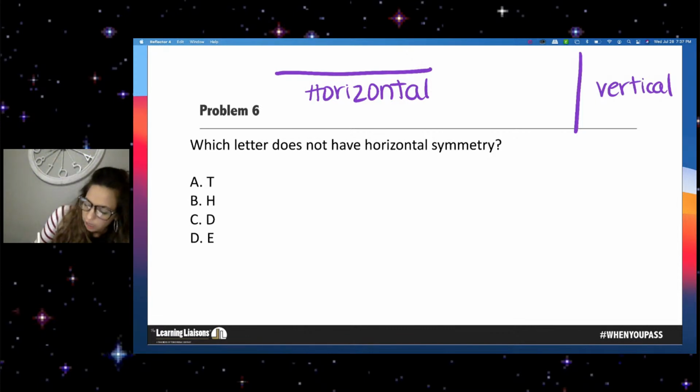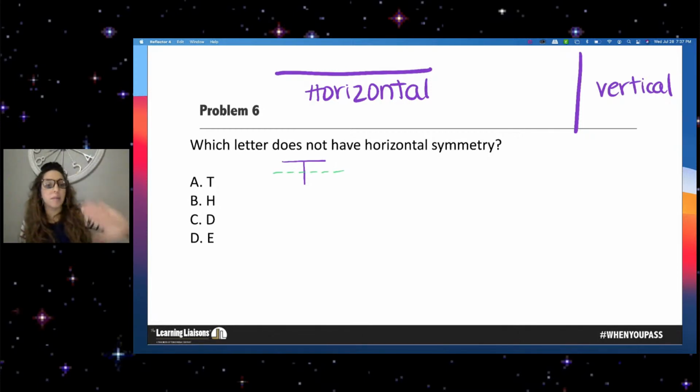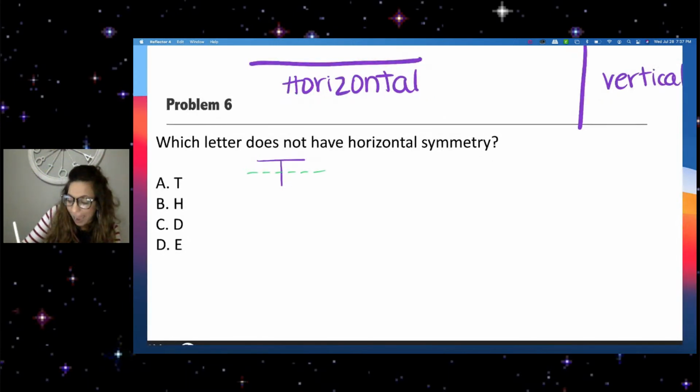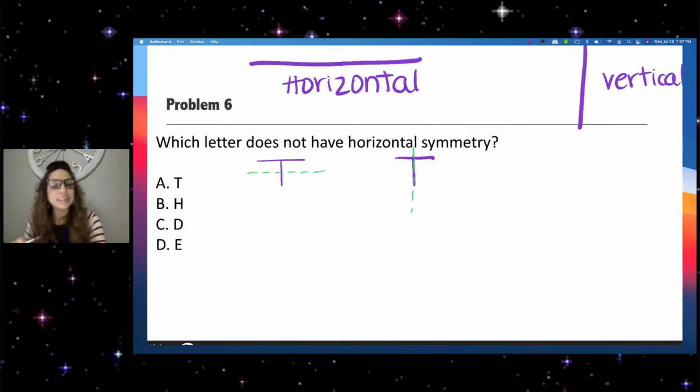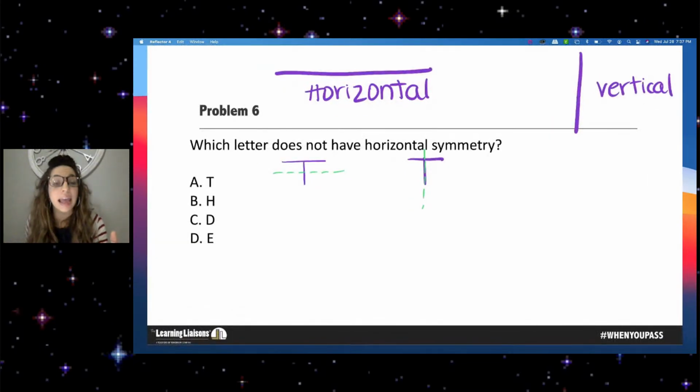So if I cut the letter T, and I'm going to draw it a little bigger, horizontally, are they the same on the top and the bottom? They're not. Does the letter T have symmetry? Yes, it does. If I cut the letter T up and down vertically, it does have symmetry. But they didn't ask us for any symmetry. They asked us for specifically horizontal symmetry. So we've already found our answer, but let's explore all of the other letters.